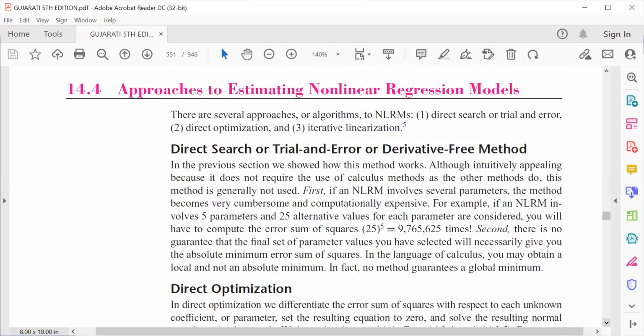Why? First, if a nonlinear regression model involves several parameters, for example 3 or more, the method becomes very cumbersome and computationally expensive because we need more time to solve the problem. For example, if we have 5 parameters and 25 alternative values for each parameter, 25 to the power 5 is almost 10 million calculations. Second, there is no guarantee that the final set of parameter values you have selected will give you the absolute minimum error sum of squares. So it is not recommended for this regression model.